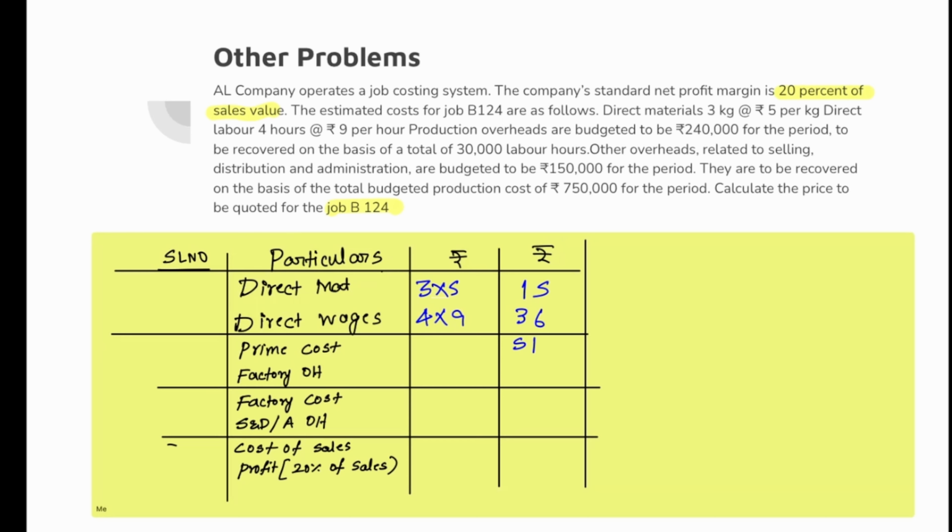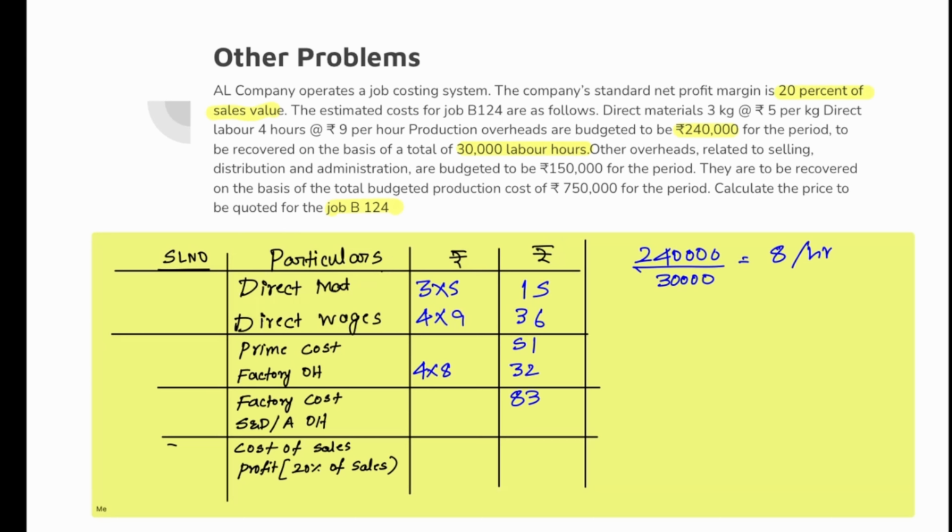Then next step is calculation of factory overhead. In the problem statement, what detail is given with respect to factory overhead? Production overhead is budgeted 2,40,000 for the period, recovered on the basis of total 30,000 labor hours. So what is the meaning of this? Total 240,000 divided by 30,000 labor hours, you will get 8 per hour. Here 4 hours were used, so 4 into 8 you will get 32. So factory cost you will get as 83.